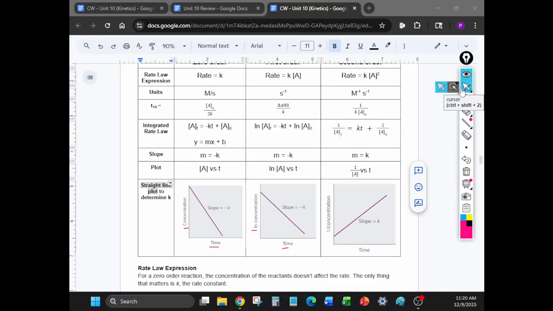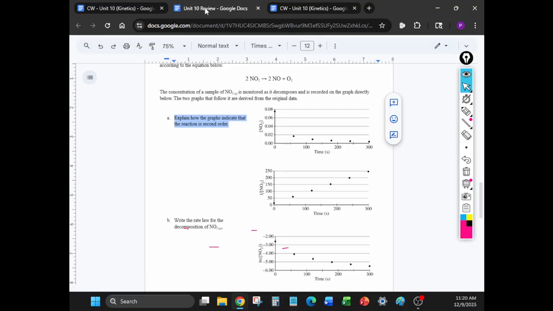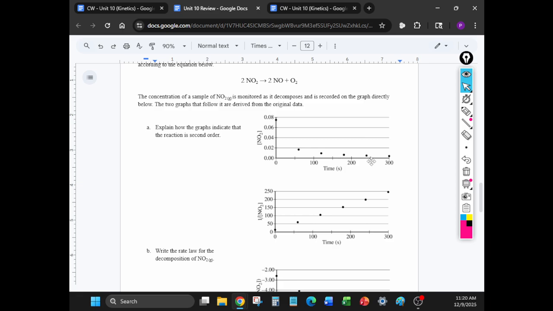Honestly, you don't need to memorize this. It's just there for you. If you want a straight line, that's how you plot the two things. Now, for the actual review, that's not that important because we're just going to talk about why we could say it's second order. Because we can just use the one that we're most comfortable with, the concentration over time.